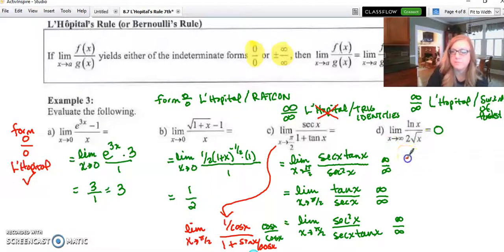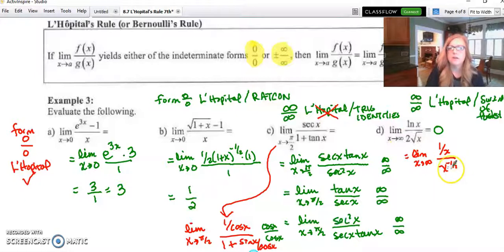what would happen. So again, we're going to take the derivative of the top. Derivative of natural log is 1 over x. Derivative of this one would be, remember this is x to the 1/2 times 2, so that would give me x to the negative 1/2. These are power functions, so even though right now this is 1 over x over 1 over square root of x, it's still infinity over infinity at this point.